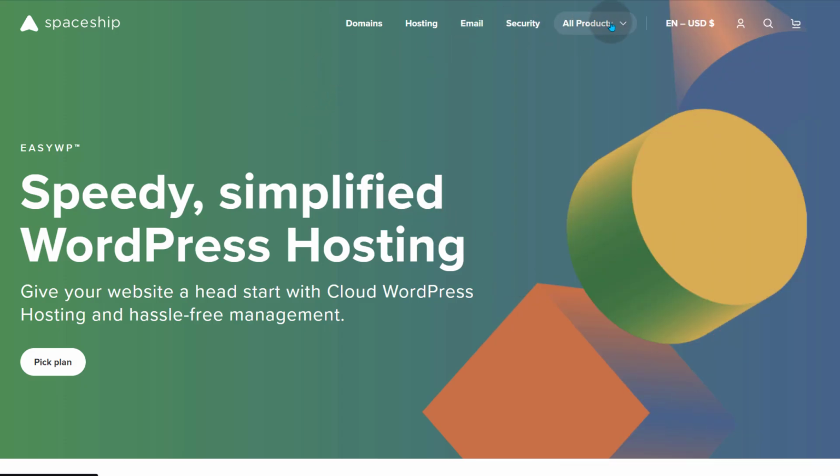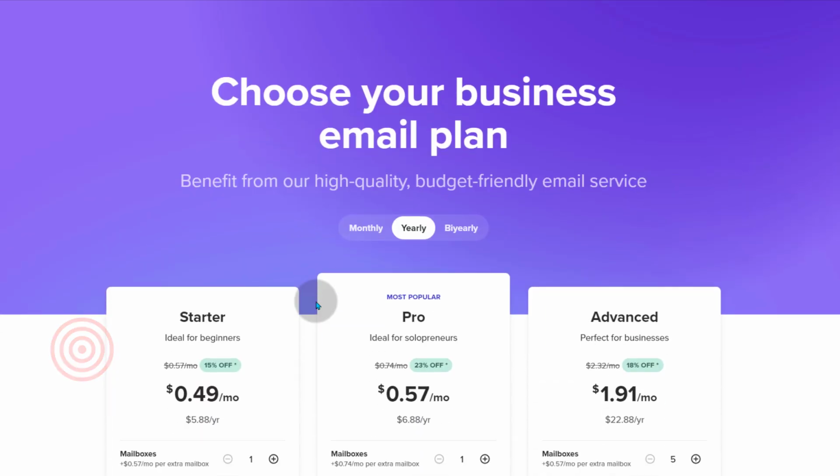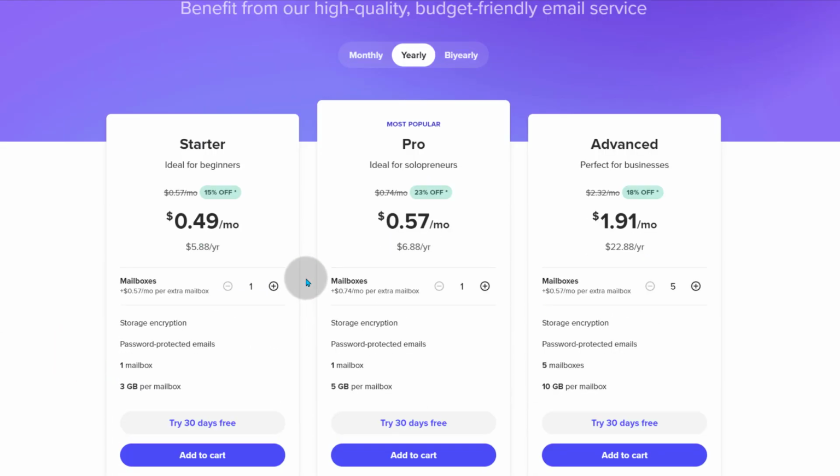Let's look at the email pricing. I know Namecheap email is always affordable. Let's see how Spaceship compares. So choose your plan. And you can see that's also very affordable, five per year, but it only gives you one mailbox.